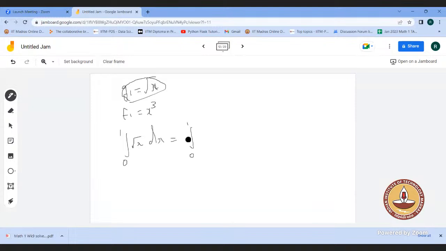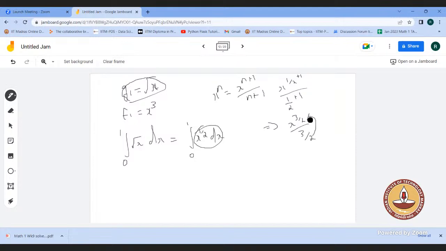What can this be written as? x power 1 by 2, right? Integral from 0 to 1 of x power 1 by 2 dx. So what is this integration? The integration of x power n is x power n plus 1 by n plus 1. So this will be x power half plus 1 by half plus 1, right? So what will this be? x power 3 by 2 by 3 by 2.